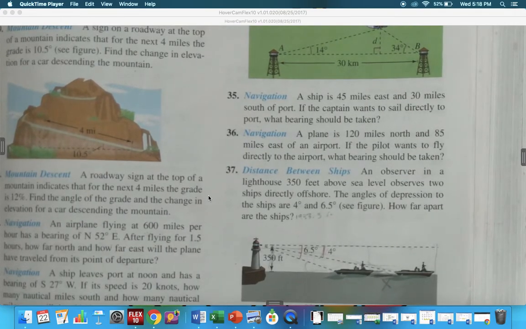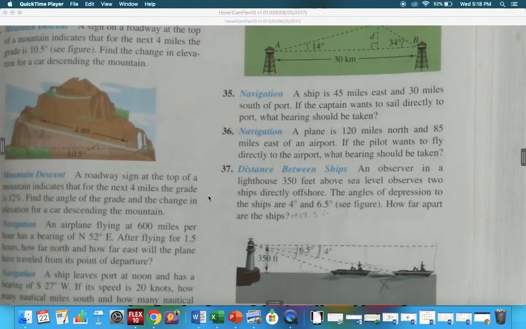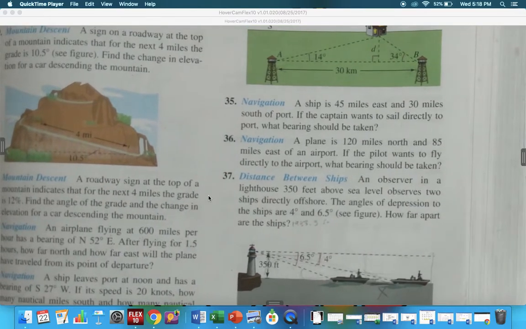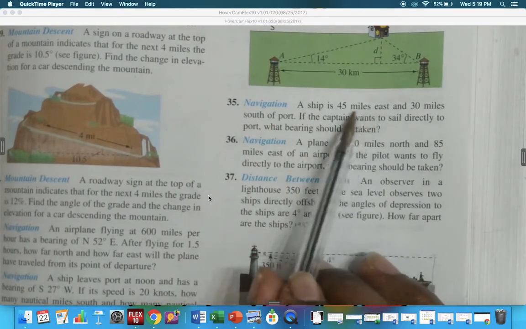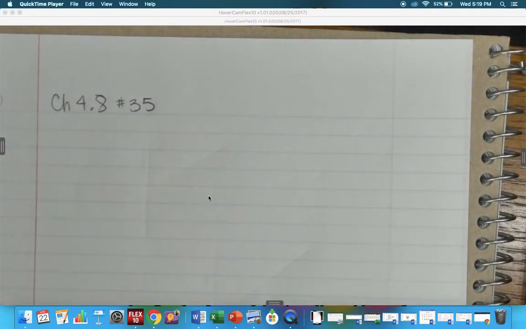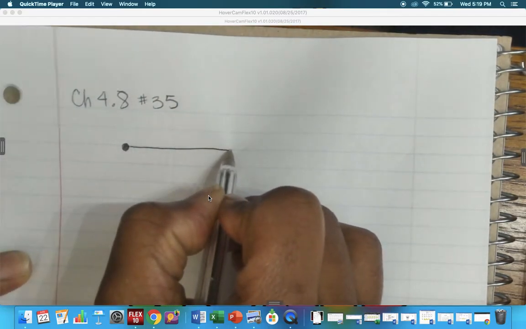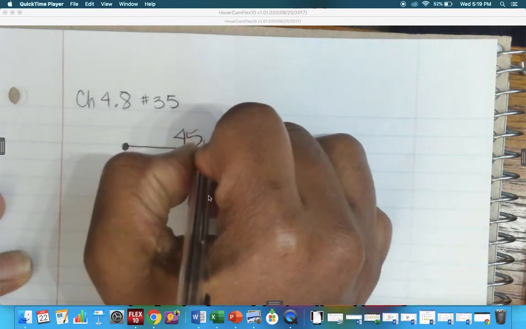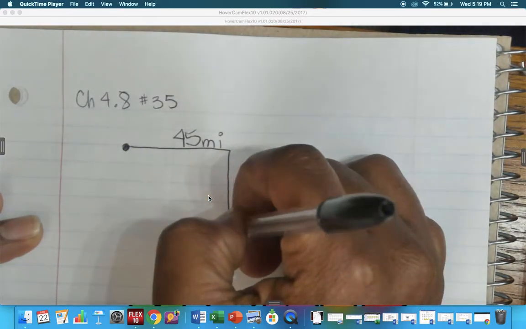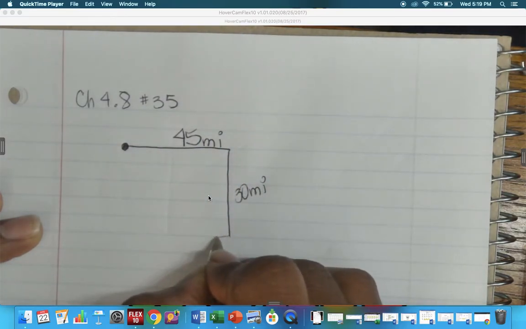I was a little turned around earlier today because my ship was in the wrong direction. So let's make sure we're drawing it in the right direction. If I think about the port, the ship is 45 miles east of the port and 30 miles south of the port. Okay, so think about a port here. My ship is 45 miles east, right, so going in the east direction, and 30 miles south. And here's my little ship down here.